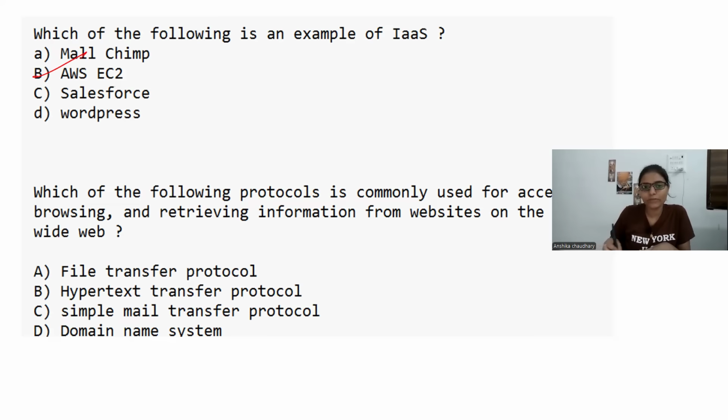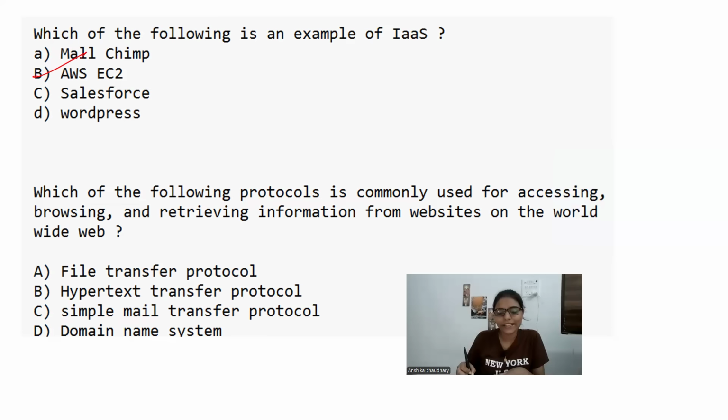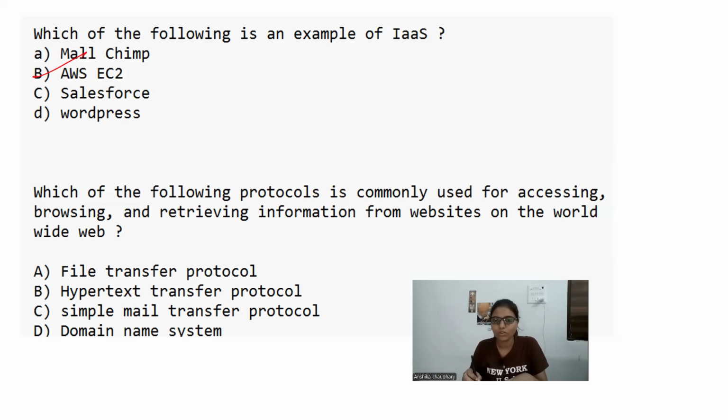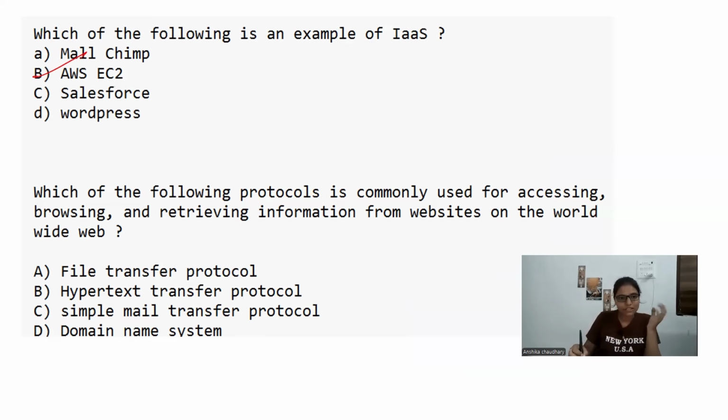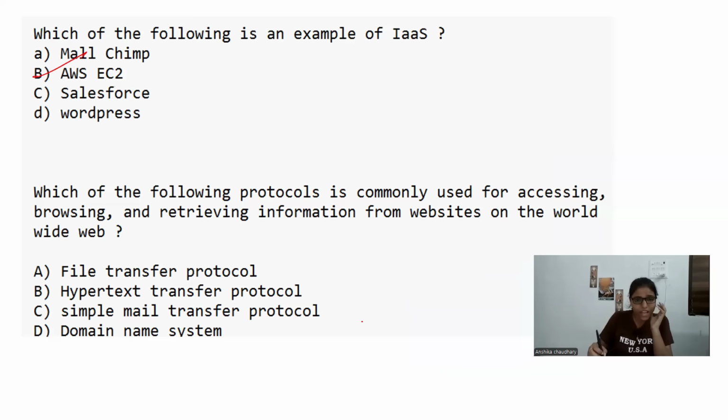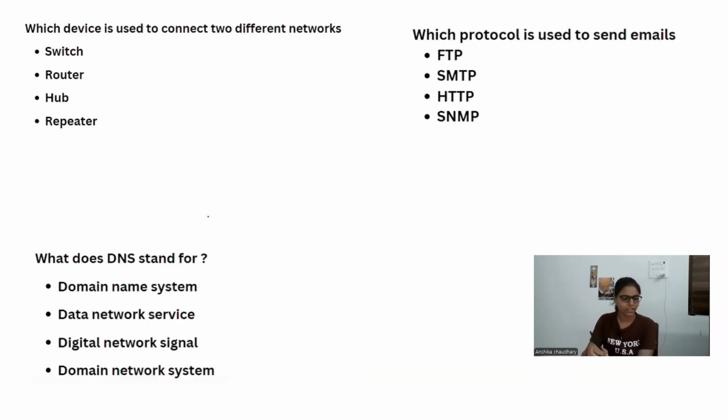Which of the following protocols is commonly used for creating, accessing, browsing, and retrieving information from websites on the world wide web? This is the application of Hypertext Transfer Protocol. Because this deals with the web browser, and on a web browser we can do everything, Hypertext Transfer Protocol is the correct answer for that.